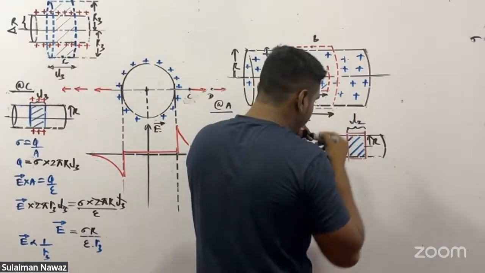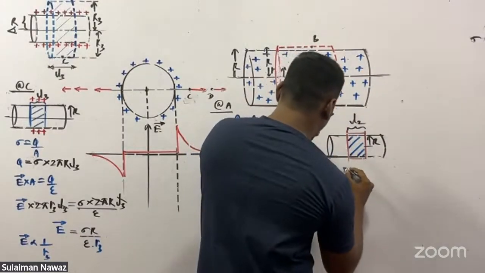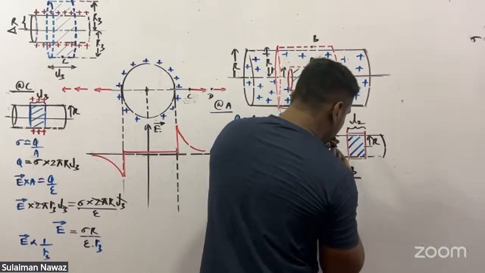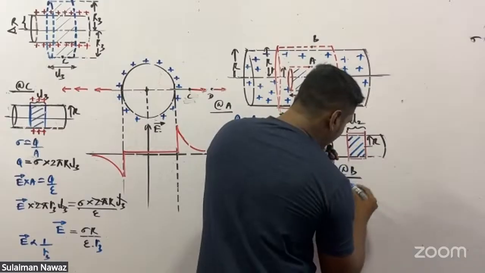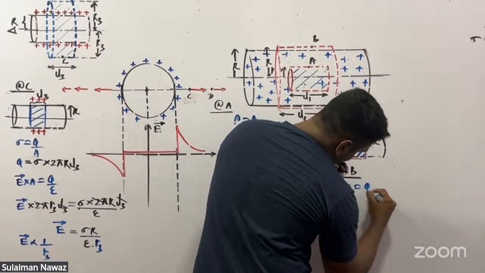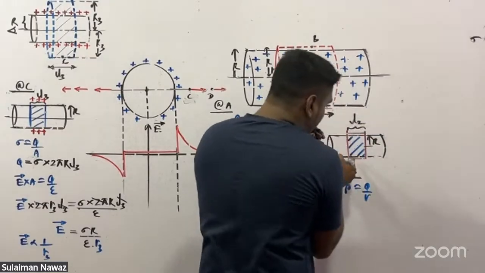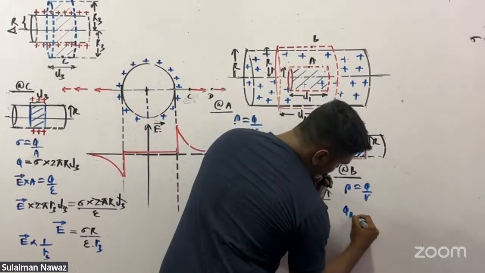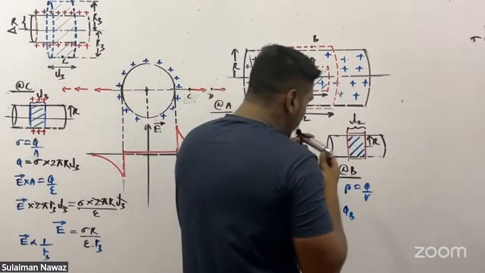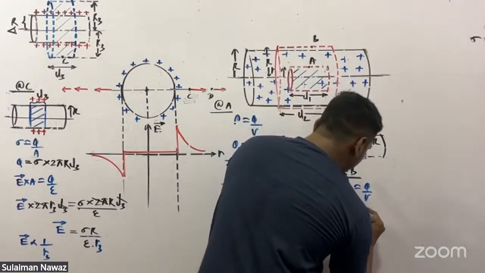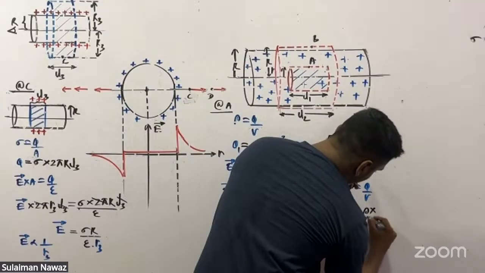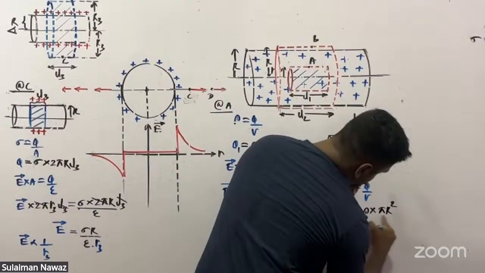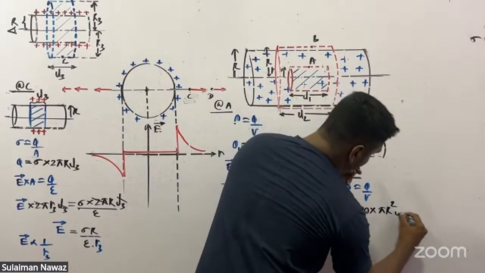Again, at point capital B, the volume charge density must be equal to total charge over total volume. Let's say the charge inside the red color Gaussian surface is going to be QB. QB must be equal to rho into that volume. The volume is pi capital R squared L2.